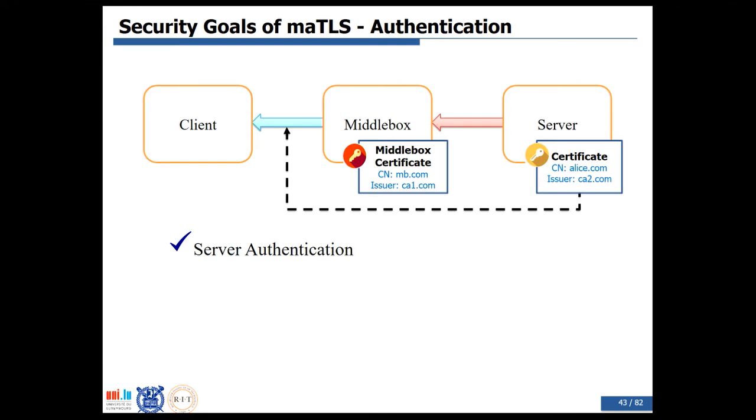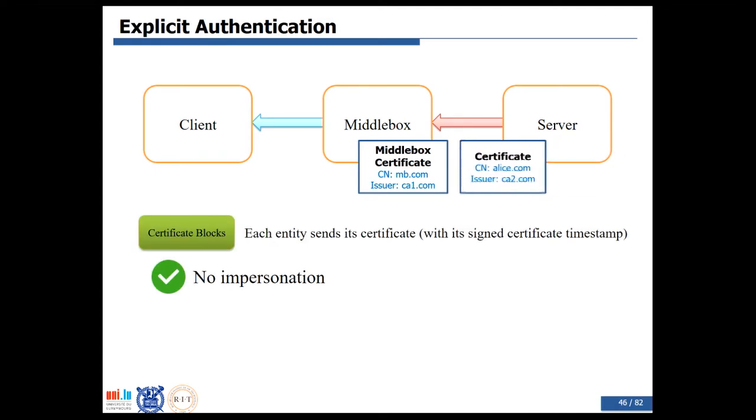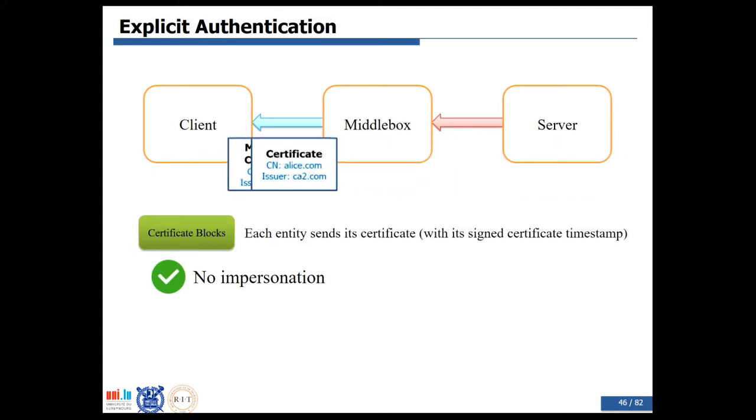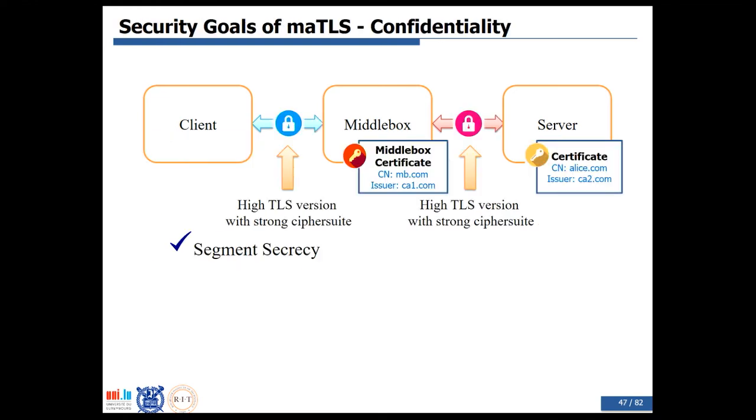So the security goals of maTLS has the 7 security goals. And regarding authentication, we said the client should be able to authenticate the server as well as the middleboxes by the explicit authentication mechanism. In the explicit authentication mechanism, the client validates all the certificates, including the server as well as the middleboxes, and finally, without any impersonation.